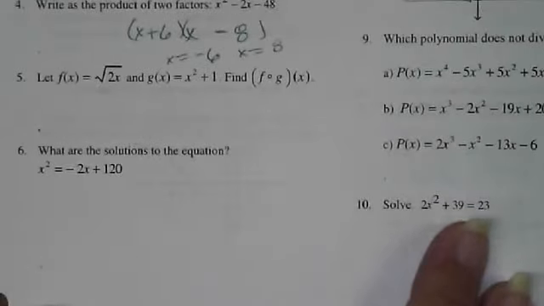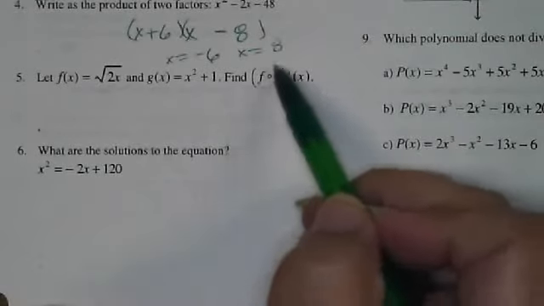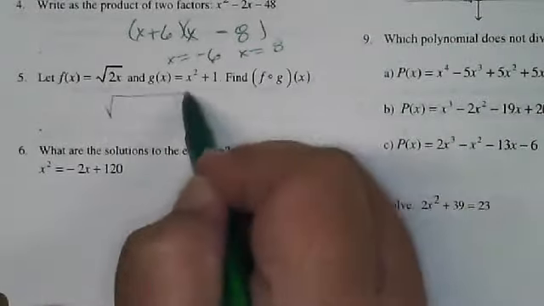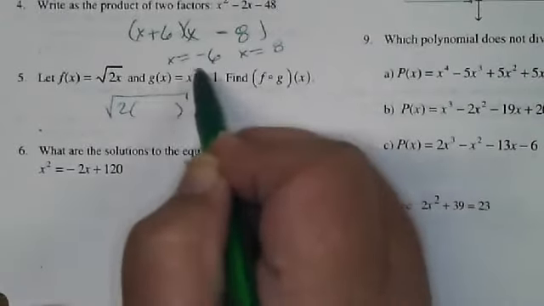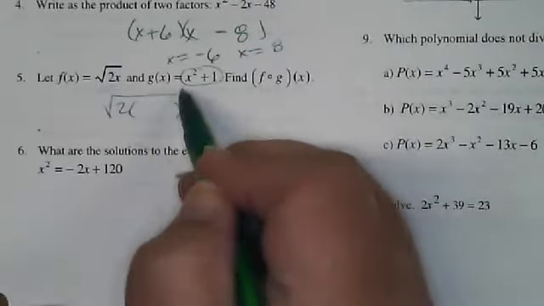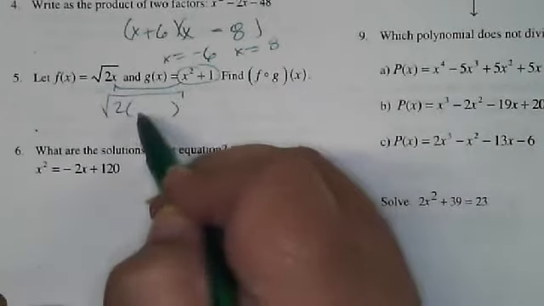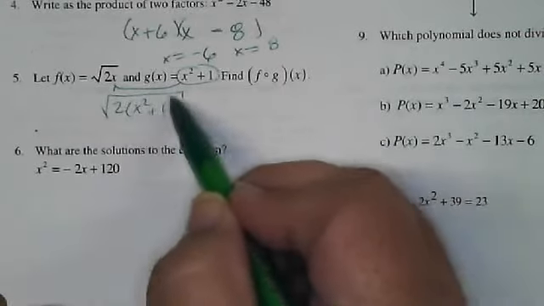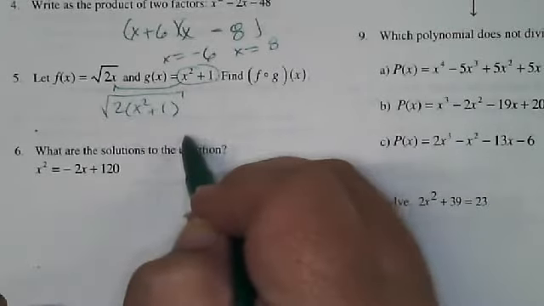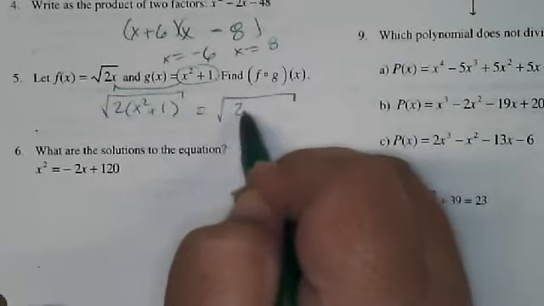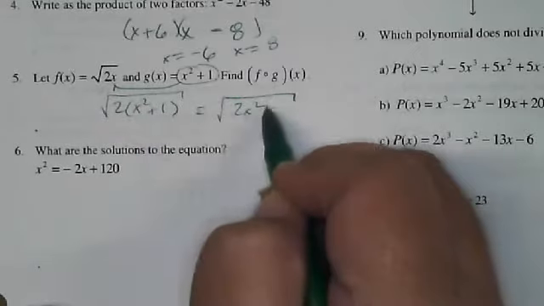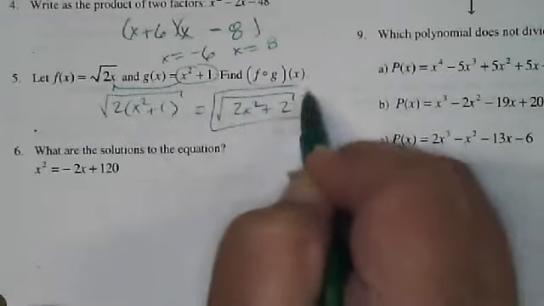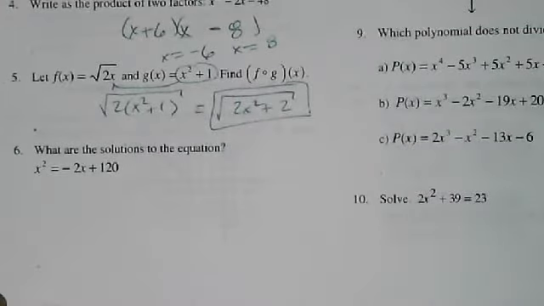Alright, number 5. Find f of g of x. So you're going to plug in all of this into the x. It's going to go right there. So plug in x squared plus 1. So you've got some distribution to do. So 2 times x squared is 2x squared, and 2 times 1 is 2. You can't do anything past that. It's done. Can't take any roots.